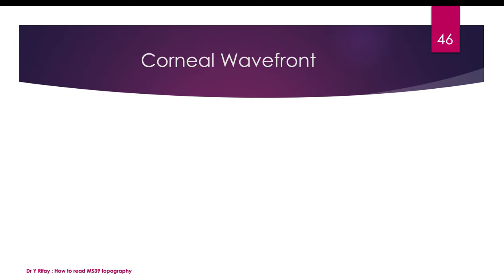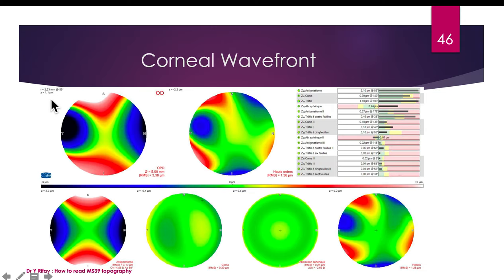the wavefront in 3 millimeters, in 5 millimeters, in 7 millimeters. So we can have a real evaluation of all the low order. We have the low order here, it's astigmatism, because it's only a corneal wavefront, and the high order aberrations of the anterior surface and the posterior surface, and calculate the root mean square.